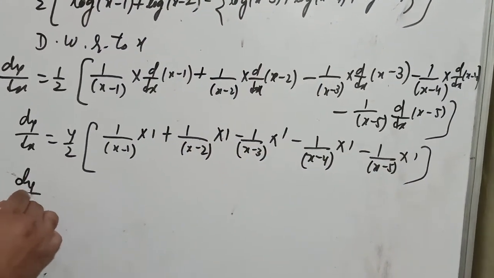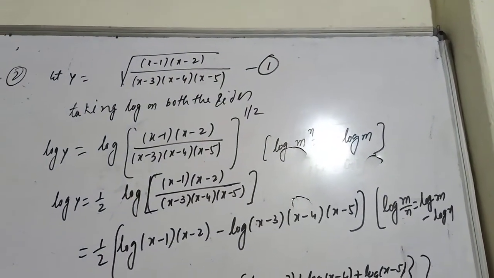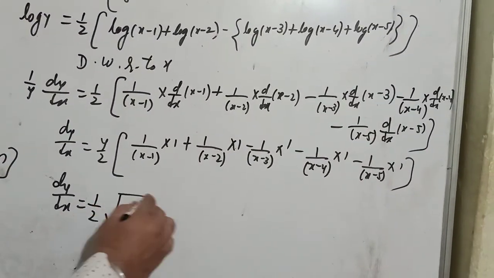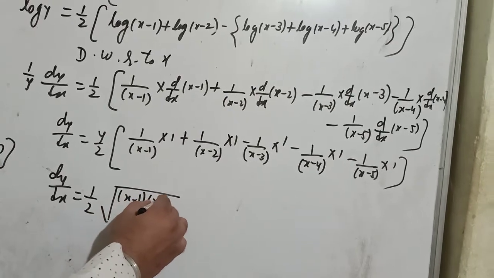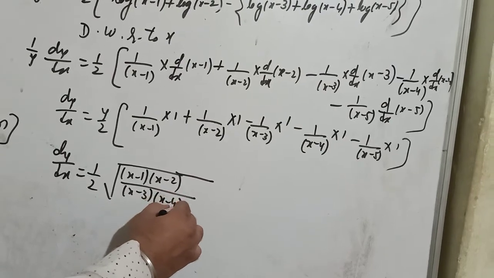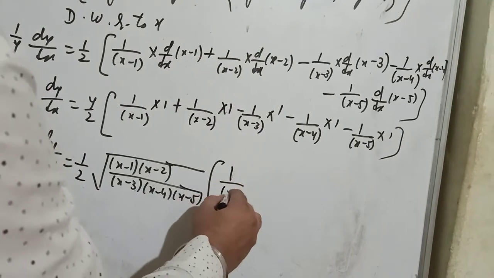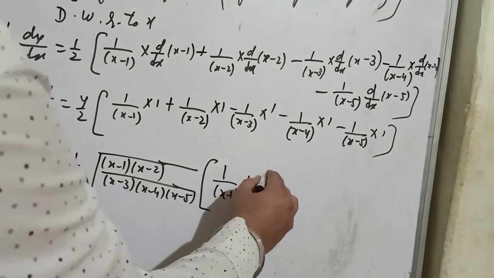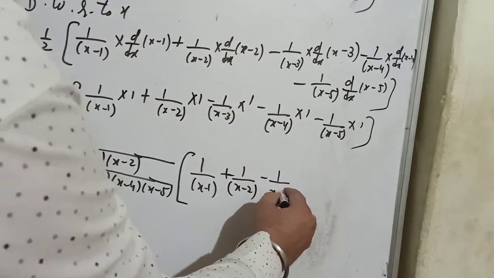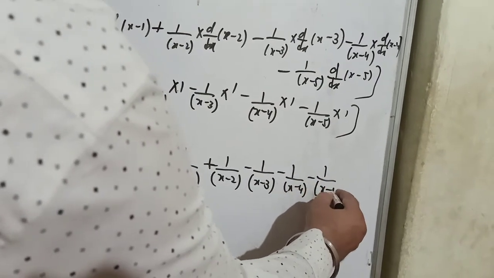So now here we can substitute the value of y. What is y? From 1, y is root over (x minus 1)(x minus 2) upon (x minus 3)(x minus 4)(x minus 5). So 1 upon 2, in place of y I am writing (x minus 1)(x minus 2) upon (x minus 3)(x minus 4)(x minus 5), and this bracket: 1 upon (x minus 1) plus 1 upon (x minus 2) minus 1 upon (x minus 3) minus 1 upon (x minus 4) minus 1 upon (x minus 5).